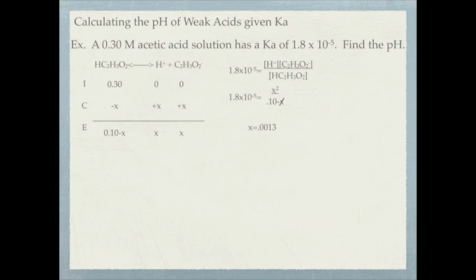Now, you might be tempted to want to be done at this point. However, notice that's just my concentration of hydrogen ions, not my pH. So to find pH, what you need to do is take the negative log of 0.0013, and what you get is 2.87 for your pH.